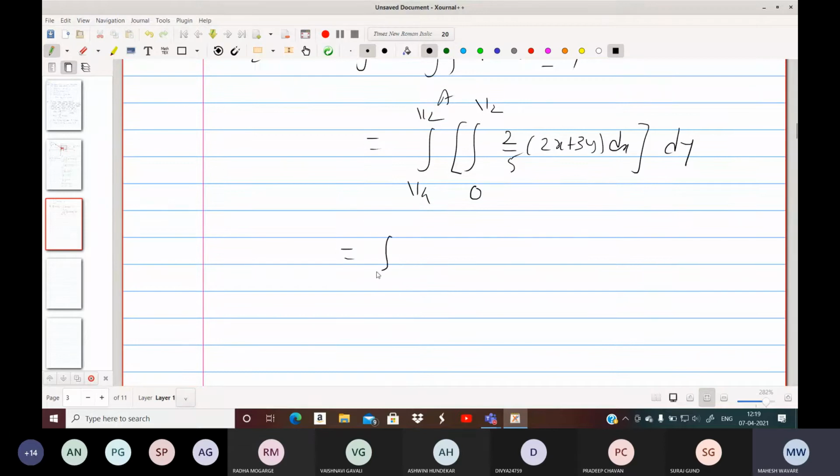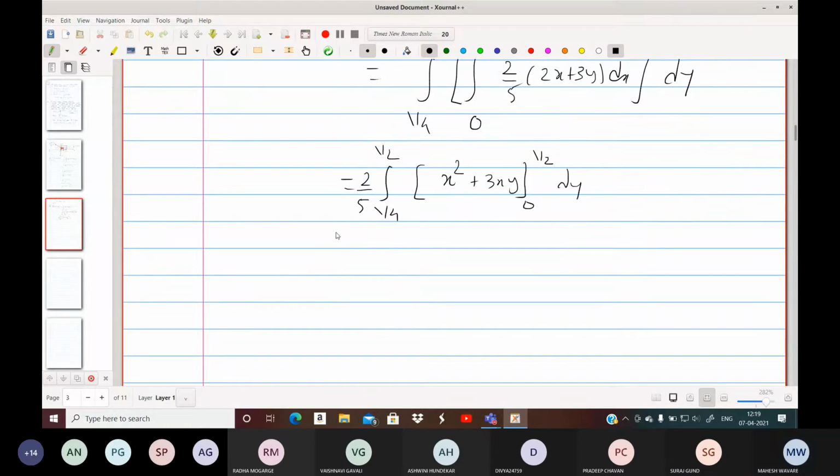Be careful while writing limits. So limits for y are 1 by 4 to 1 upon 2. Now I'm going to integrate this with respect to x, keeping y as a constant. So 2 upon 5, let me take it outside completely. So 2x has integration x square, and 3y has integration 3xy. And put these values in place of x only, because you have integrated with respect to x first. So 2 by 5, 1 by 4 to half. When you put half, it is 1 by 4 plus 3 by 2 y.